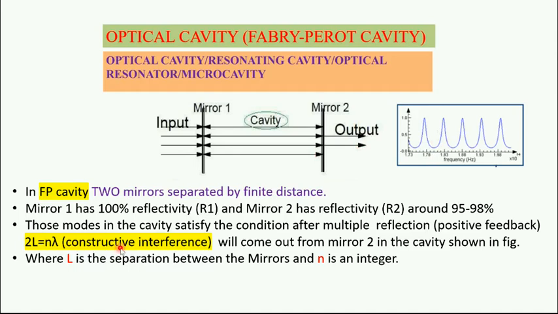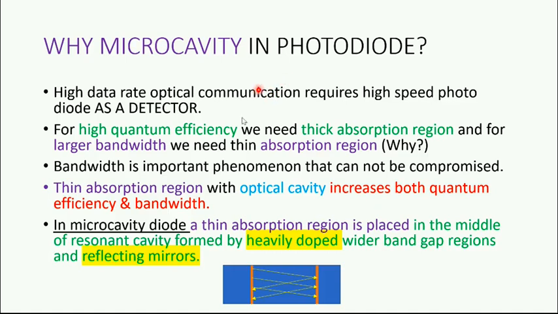Then how can we use this in a photodiode? For high data rate optical communication, we need a high speed photodiode as a detector, right? So high quantum efficiency. What is quantum efficiency? Quantum efficiency of 100% means all the incident photons create electrons. Suppose 1000 photons are coming and 1000 electrons are generated, then quantum efficiency will be 100%, right?